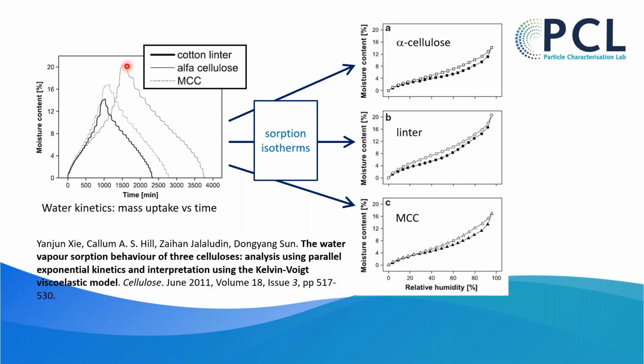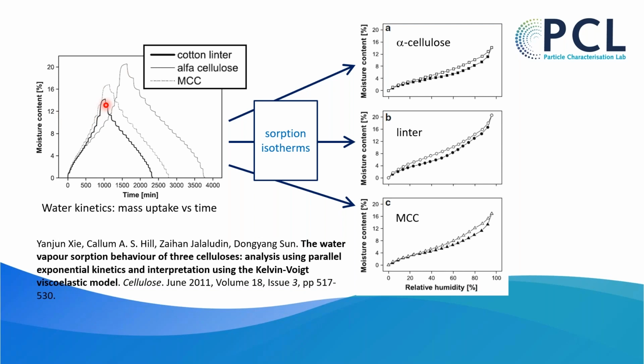Cellulose materials are partially amorphous. Those amorphous materials have a very strong affinity to water. The water goes into the amorphous domains, not the crystalline domains, the amorphous domain. And what you can see here, these materials are very similar. You can see some subtle but significant differences in the kinetics and the amount of water going in.